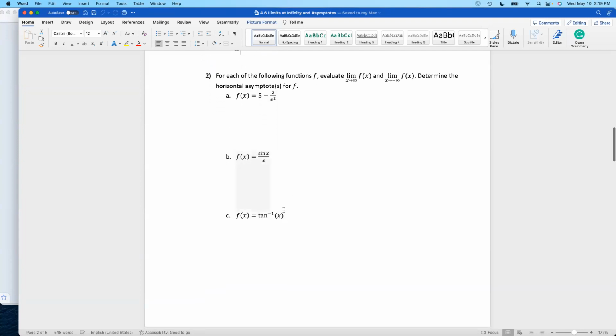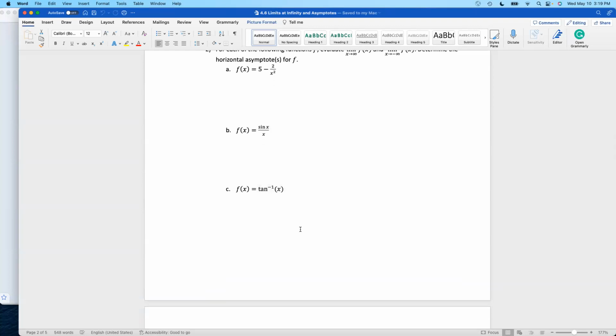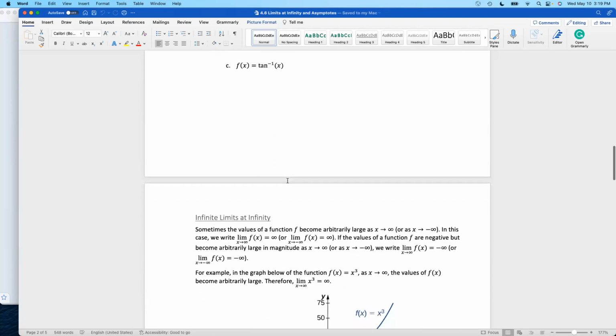Arctangent. You should remember the graph of arctangent. I'm in Microsoft Word here, so I can't draw, but think about the graph of arctangent. Think about what happens when x goes to infinity. This graph approaches pi over 2. When x goes to negative infinity, it's negative pi over 2.